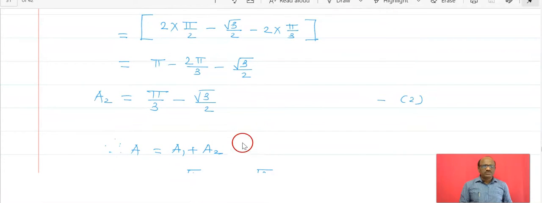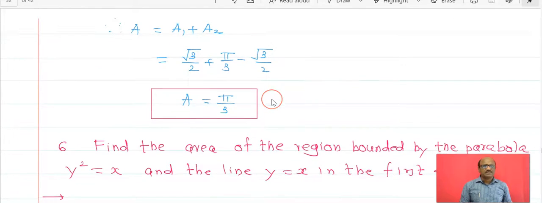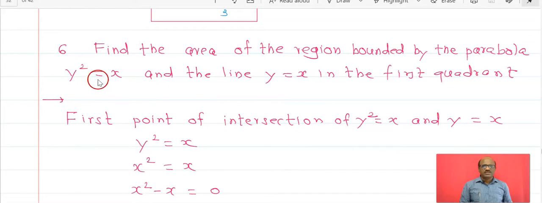Therefore, now A is equal to A1 plus A2, that is root 3 upon 2 plus pi by 3 minus root 3 upon 2. The plus root 3 upon 2 and minus root 3 upon 2 get cancelled, and A is equal to pi by 3. Now the next problem, number 6.